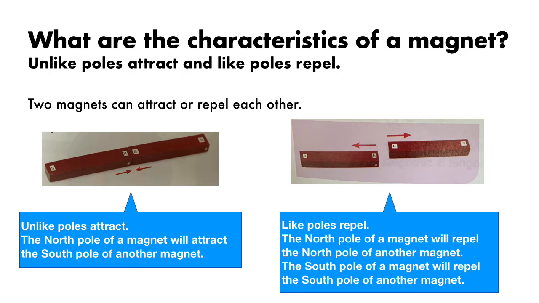What about like poles? That means north and north come together, or south and south come together. If north and north come together, they will repel each other. The north pole of a magnet will repel the north pole of another magnet. The south pole of a magnet will also repel the south pole of another magnet. So like poles will repel each other.